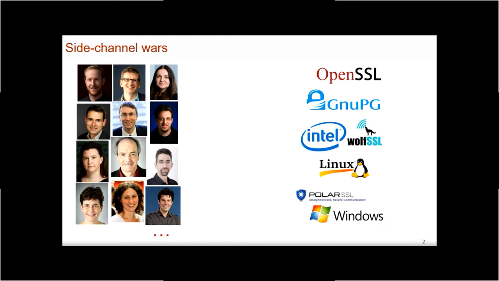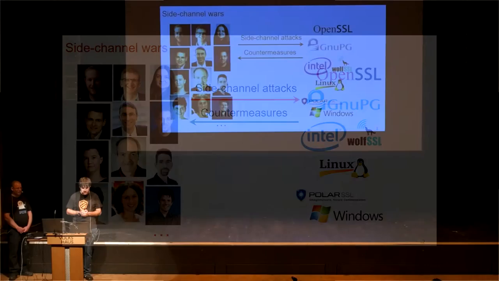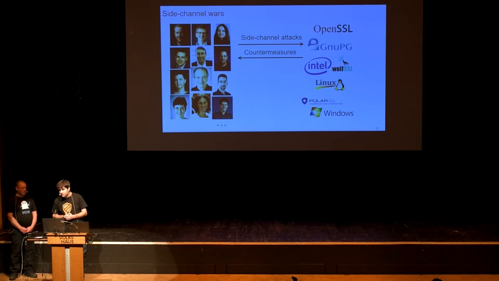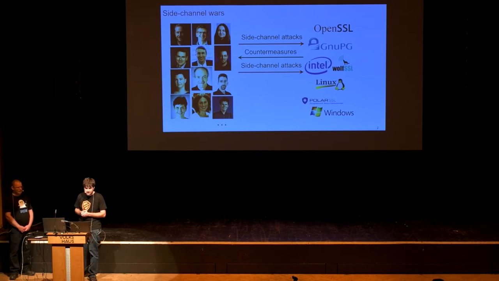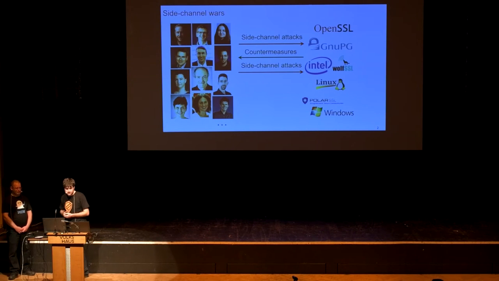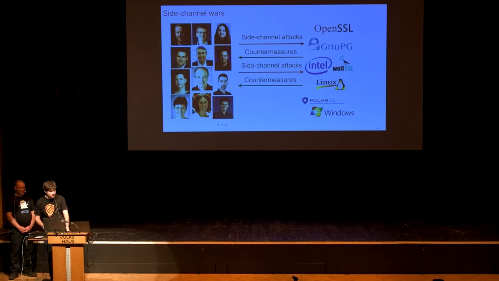So in the past few years, we've seen a cat and mouse game between security researchers and cryptographic libraries. Researchers need to publish papers, so they find side channel attacks on cryptographic implementations. Now, this, of course, forces implementations to deploy countermeasures. And then, as a community, we wait until the next conference season. Come next conference season, we need to publish more papers, so we find some more side channel attacks, which, of course, results in some more countermeasures. And this vicious cycle keeps on going.